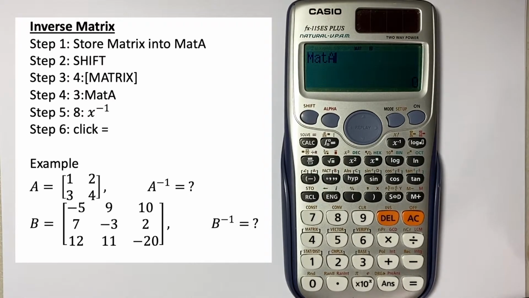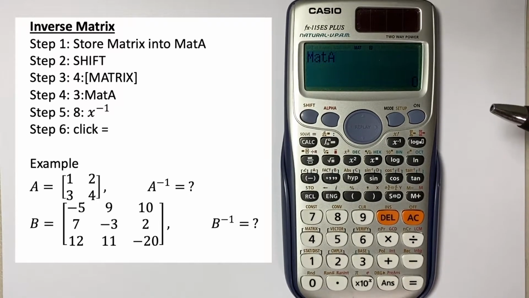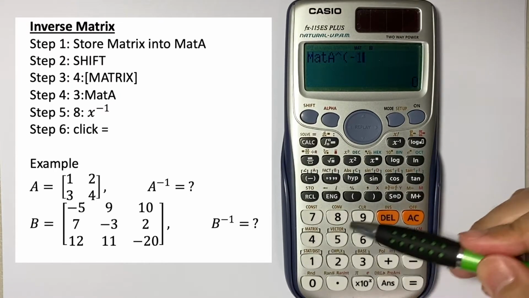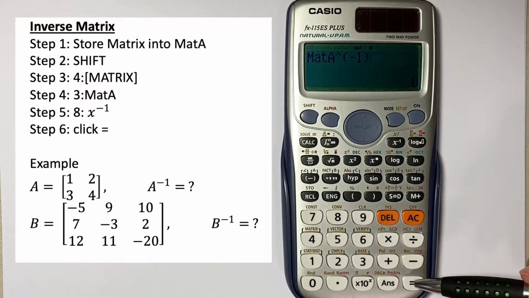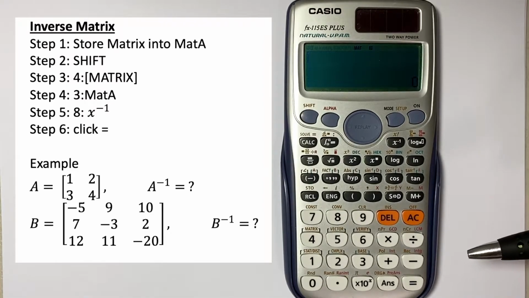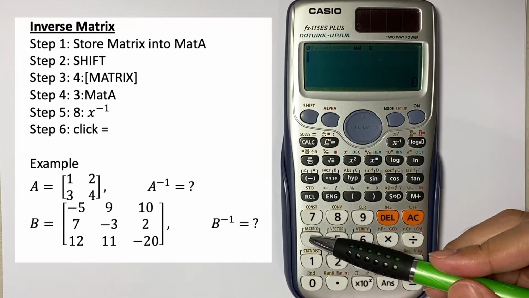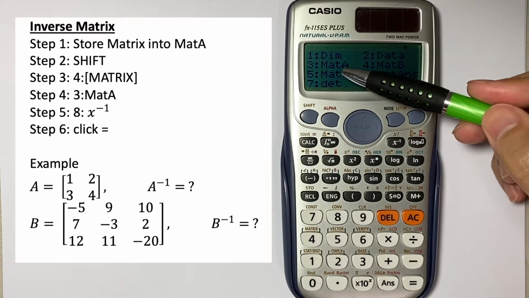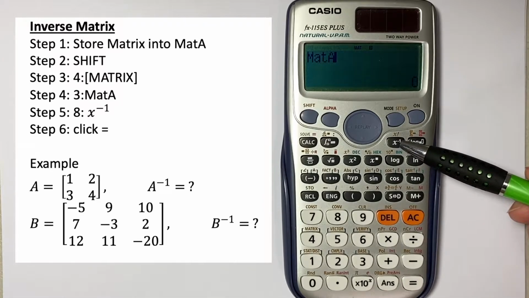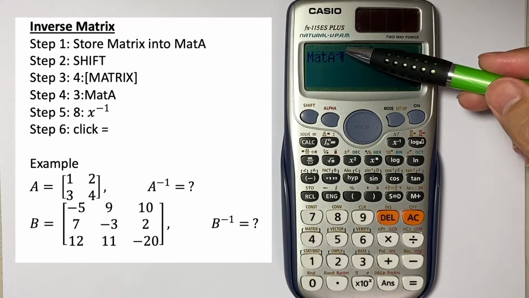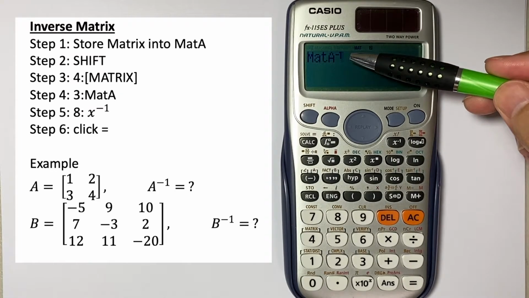And this is a tricky part right here. In order to do the inverse, if we use this power -1 button, you're going to get an error. So in order to do an inverse matrix, we have to use this function right here, the x-1 button, power -1. So go to shift 4, and then matrix A, number 3. Select the x power -1 button right here. And here you will see matrix A power -1, and this is inverse matrix A.